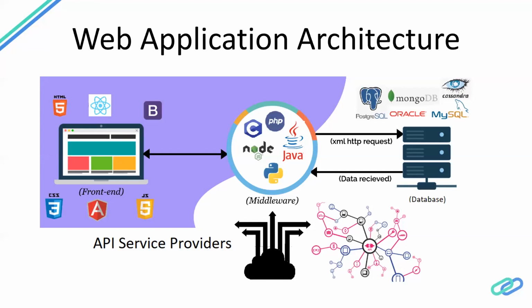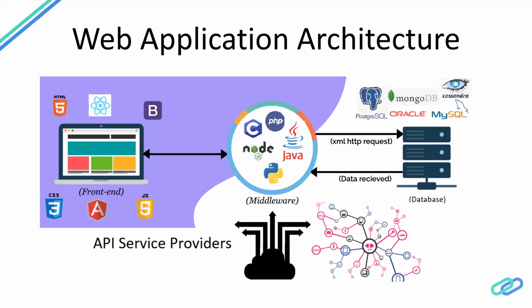For example, I just showed you that I typed something on the Cisco website and I got some results. That request goes from the front end to your database, is processed by a server, and comes back to you. The thing sitting in the middle is called the middleware, and most of the business logic is coded there using, for example, Java, Python, Node.js, C, or PHP. So now your web application is ready.